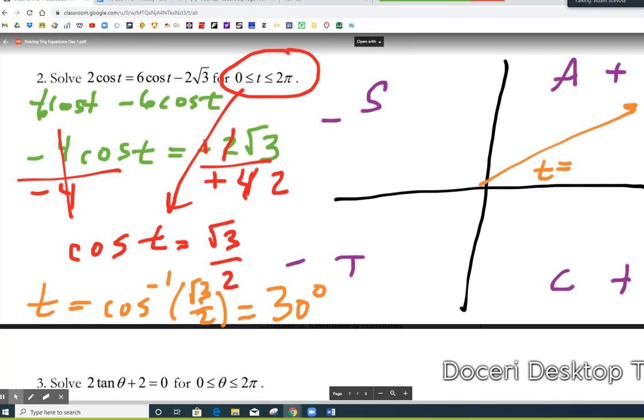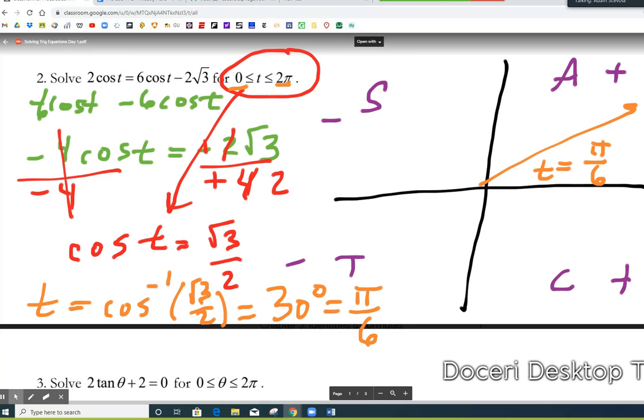Now, it does say between 0 and 2 pi, which means that we should really answer in radians. So I'm going to write that in radians, which is pi/6. So that's one of our solutions.